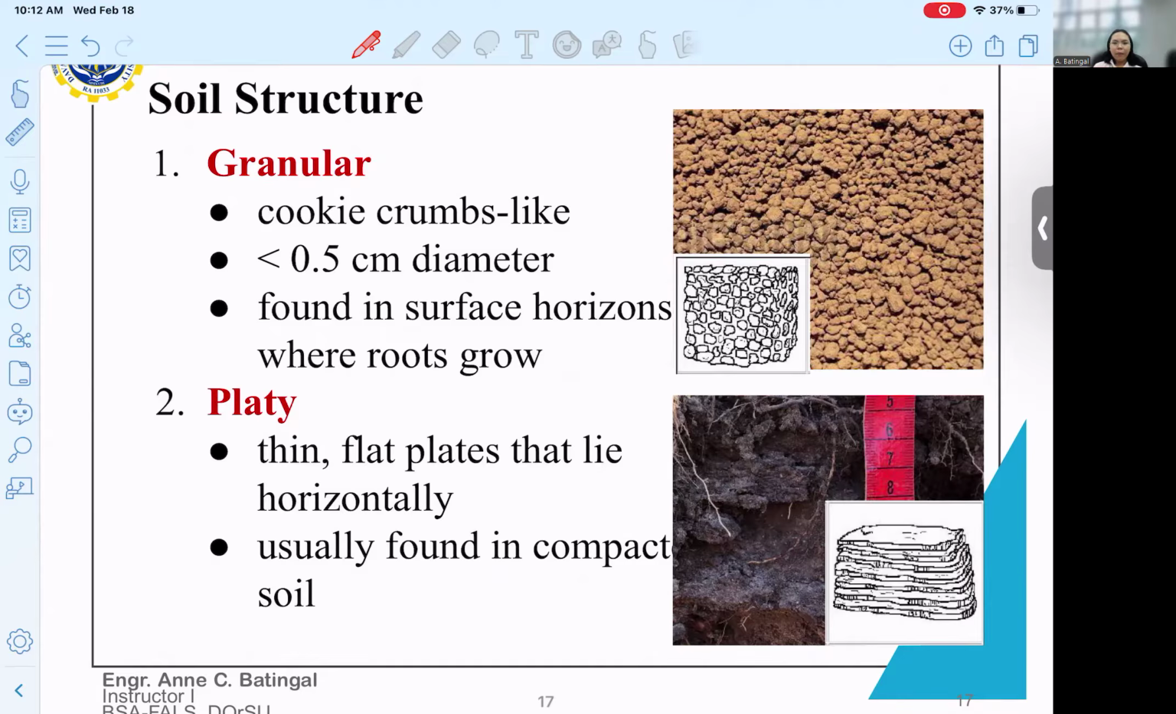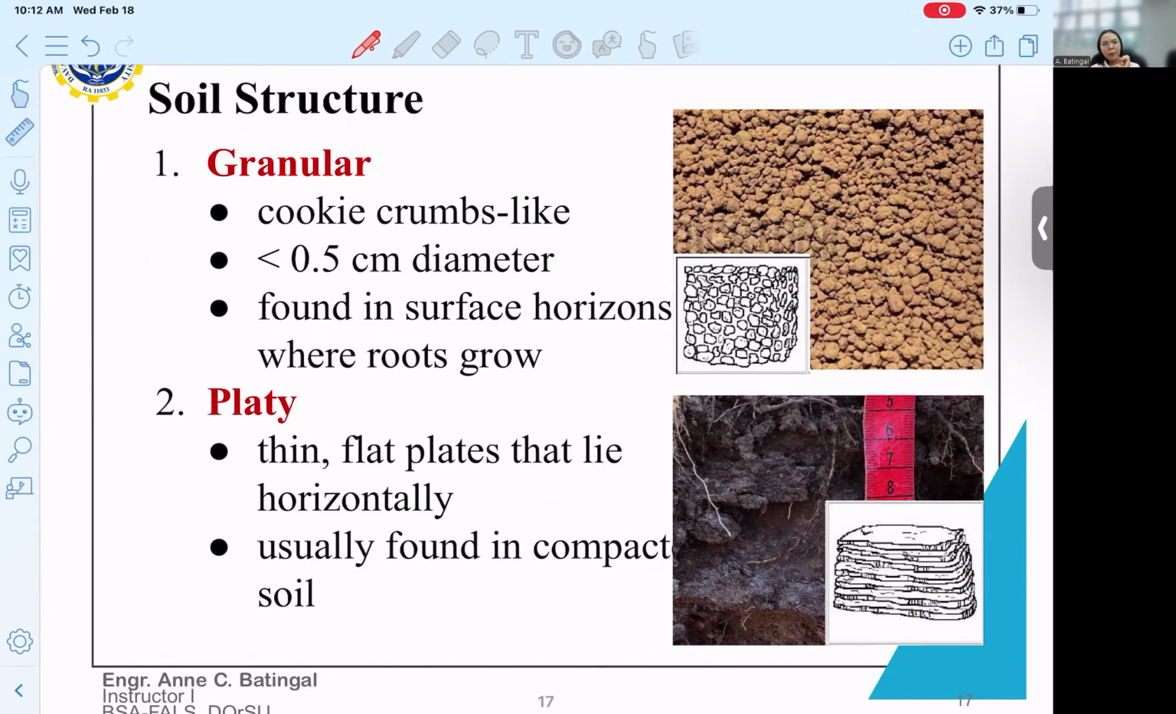kapag granular type ang imong soil structure, this type of soil drains water really well and is great for growing plants. So, ang granular soil structure, muna siya ang ideal na soil structure. So, muna ang product kapag after ninyo og bungkal, mao kini ang gusto makuha nga type of soil structure. More siyang cookie crumbs. Very fine, grano.